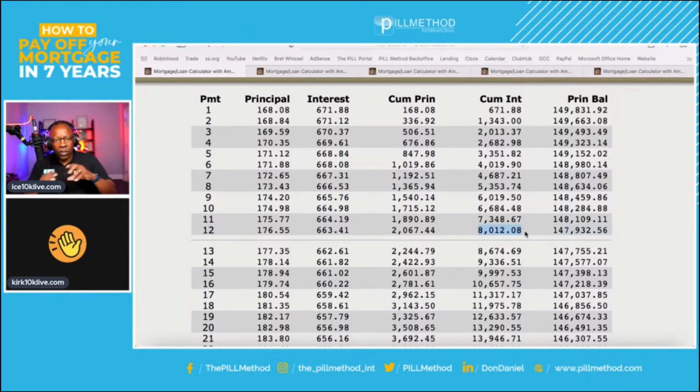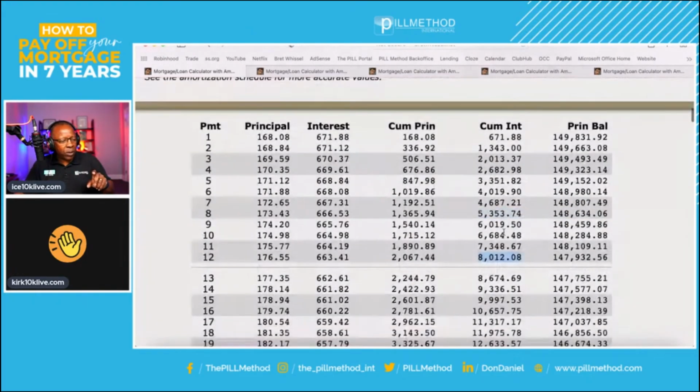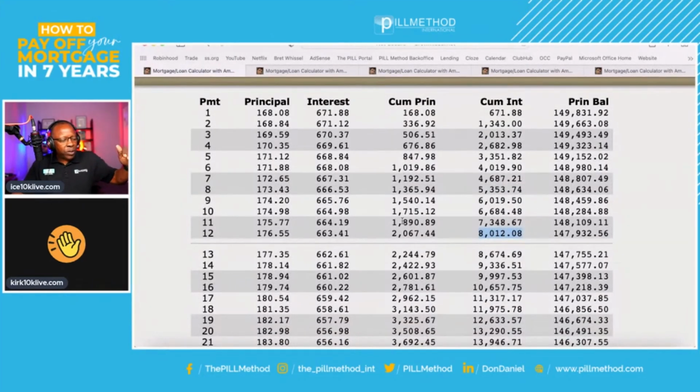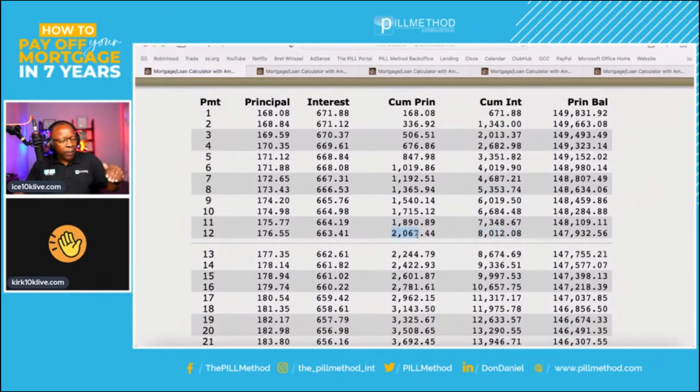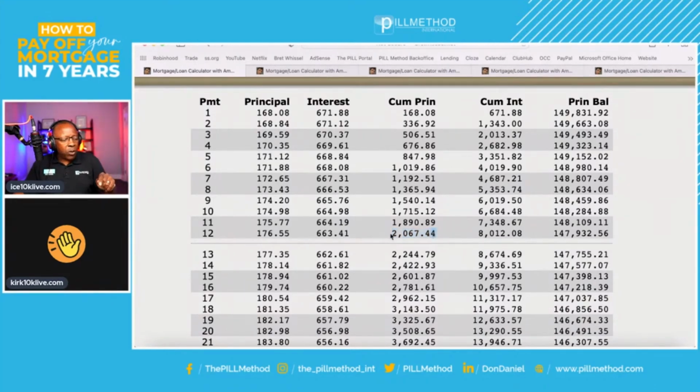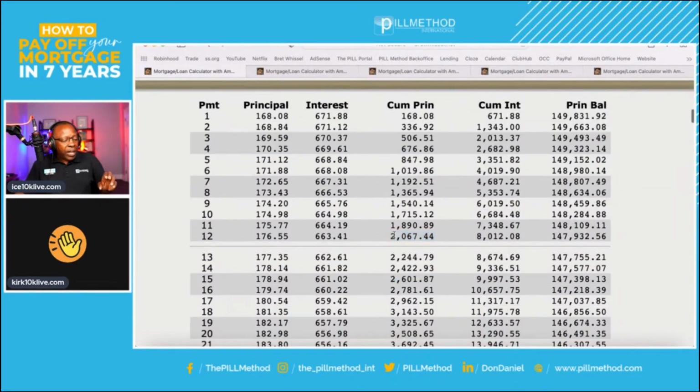So let me ask you this question, and this is going to be very important. Because of this principal payment, we're going to pay over 12 months $2,067 going to principal. But here's my question. Do we have to pay this money in 12 monthly installments? The answer is no. So if we had it, could we give it to the bank in one payment instead?